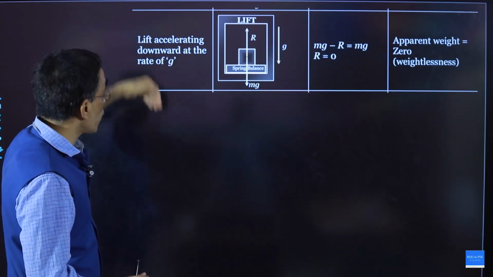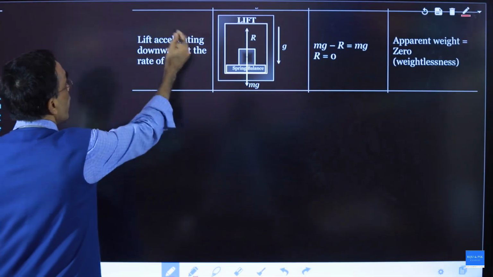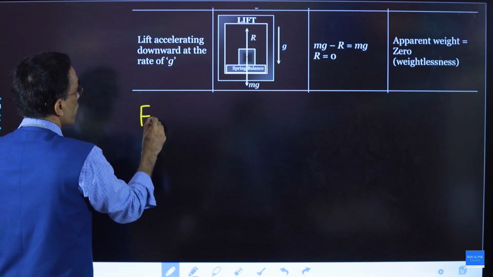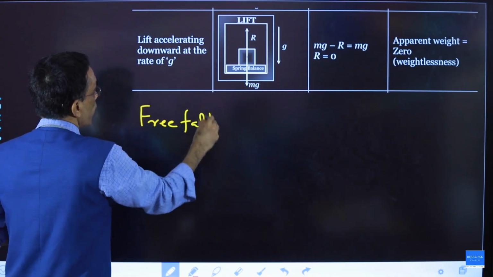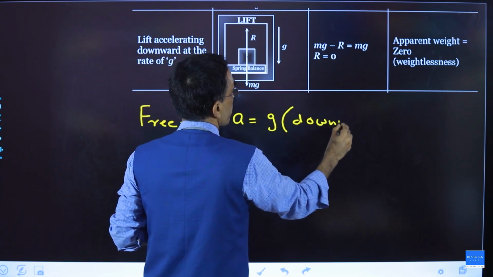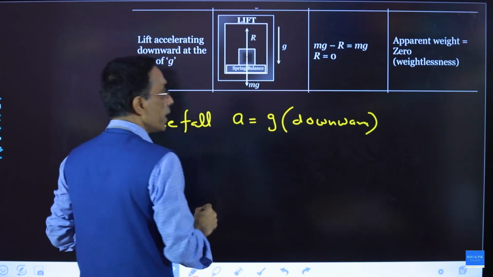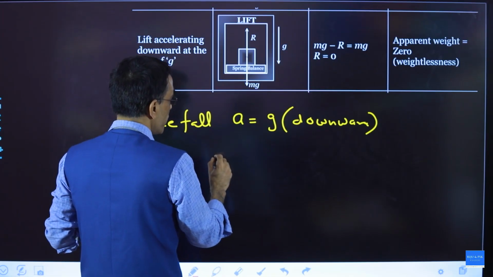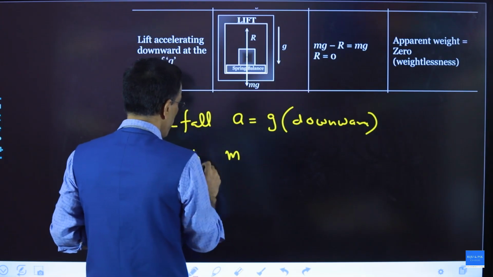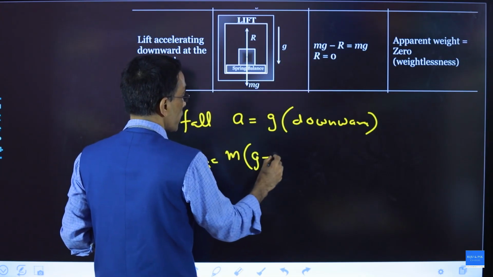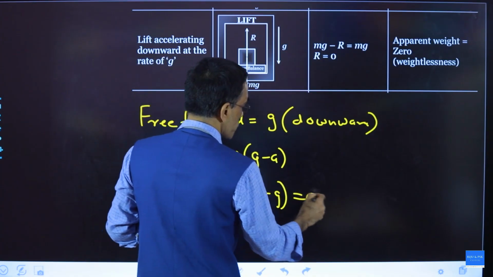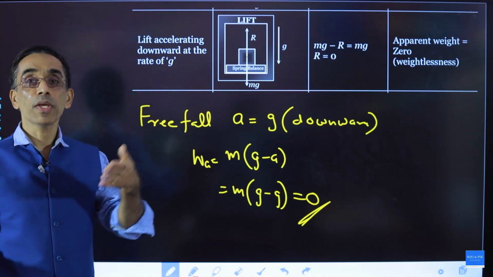Lift is accelerating downward at the rate of g. When do we accelerate downward at the rate of g? That is when you are in free fall. You are in free fall, then your acceleration is equal to g downward. Then we will write downward acceleration means the apparent weight is given by m into g minus a, and put a equal to g, that will give you m into g minus g, that will become 0. So, if you are in free fall, you will feel weightless.